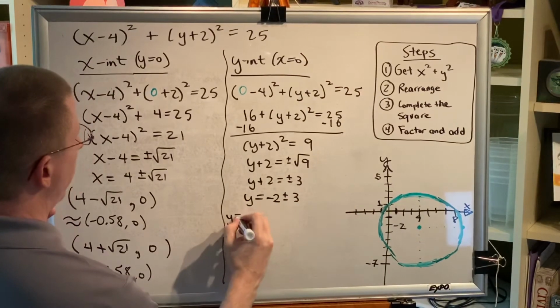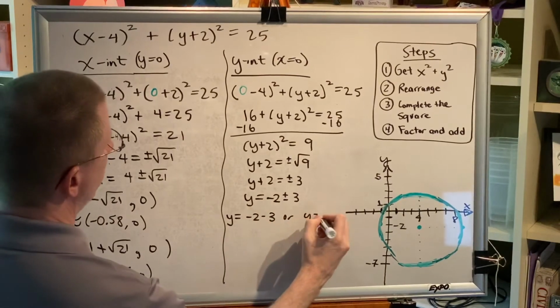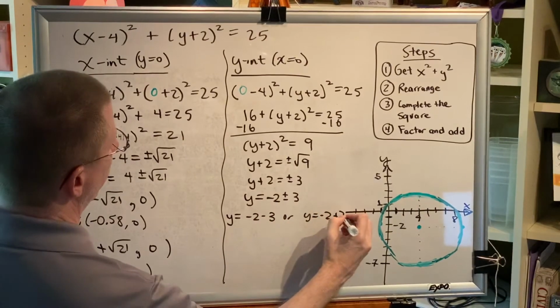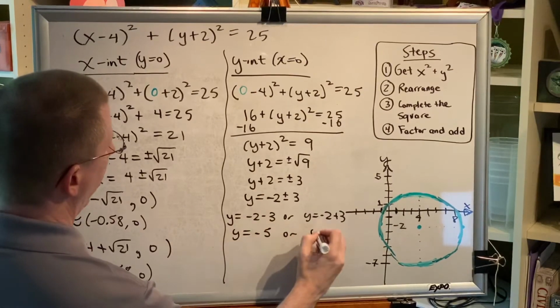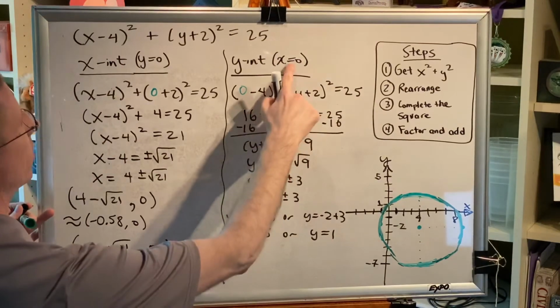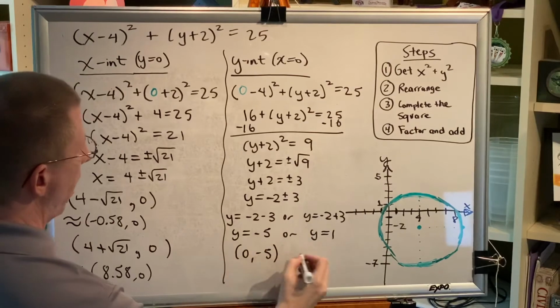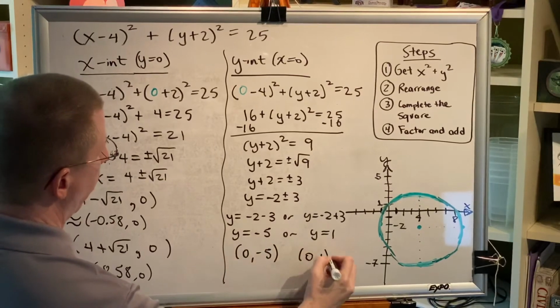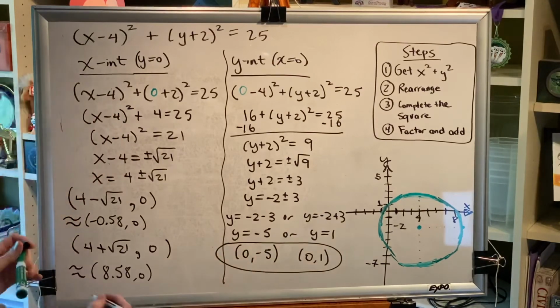So our first y-intercept is negative 2 minus 3, and our second is negative 2 plus 3. We get y equals negative 5, or y equals 1. Remember, both of these started off with the assumption that x equals 0, so this gives us our ordered pairs (0, −5) and (0, 1). This is the exact value. No decimal approximation is needed.